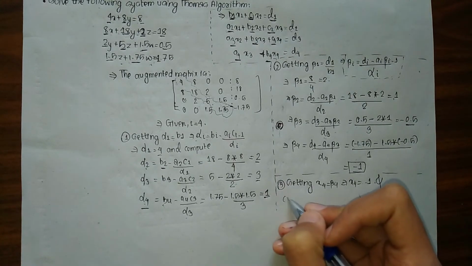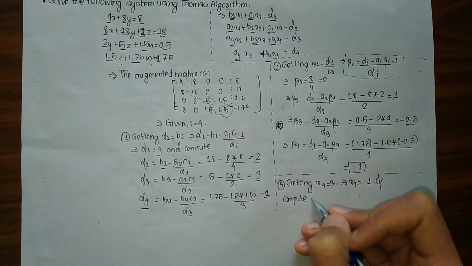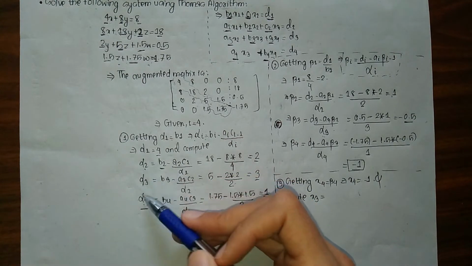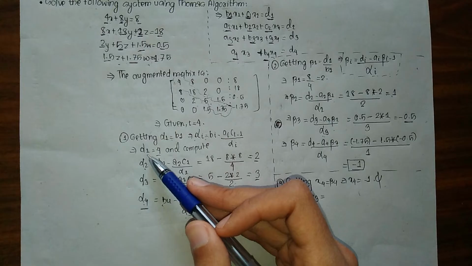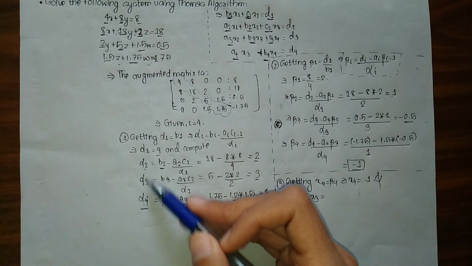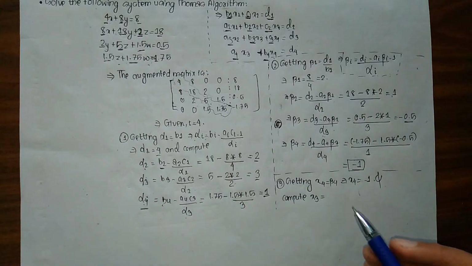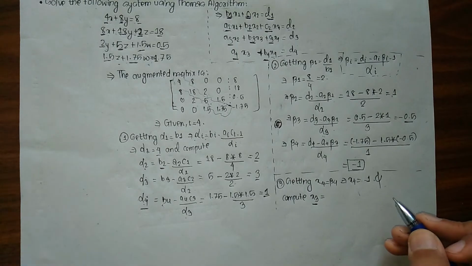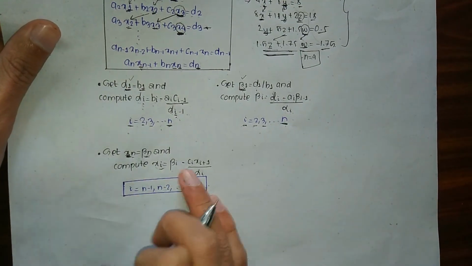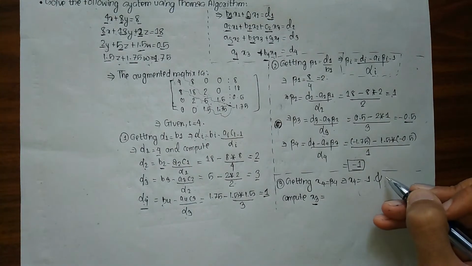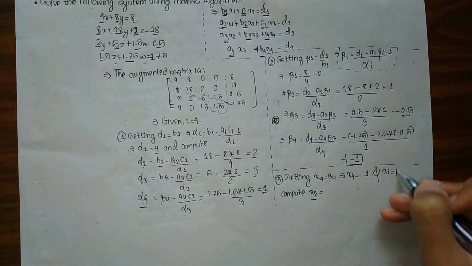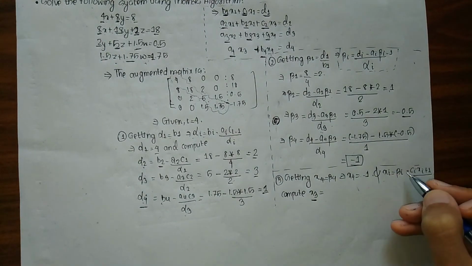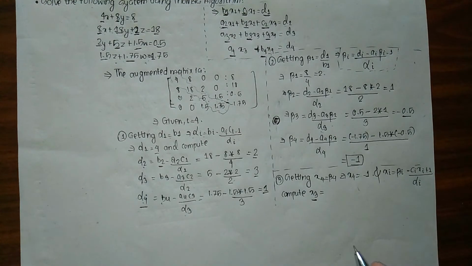And we need to compute x3, x2 and x1. Before, we ran our i from 1, 2, 3, 4. But now we'll be running our i from 4, 3, 2 and 1. So we'll first compute the value of x3. My formula for xi is: xi equals beta i minus ci xi plus 1, divided by alpha i. So simply we'll be computing this.